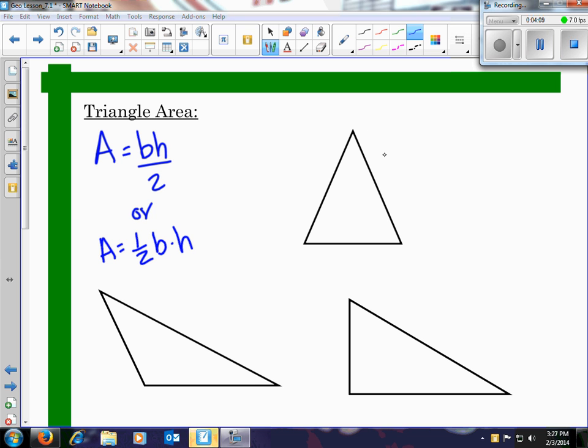Now, if I were to have an acute triangle, my height is going to be on the inside of my triangle. If I were to have an obtuse triangle, meaning I have one obtuse angle, which in this case would be right here, my height is on the outside of my triangle, and it is perpendicular to my base. So if I were to extend my base out, that's what it would be. And if I have a right triangle, so this being my right angle, this part right here is going to be my height, and this part is going to be my base.